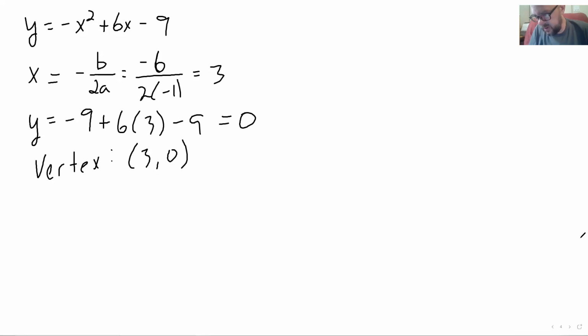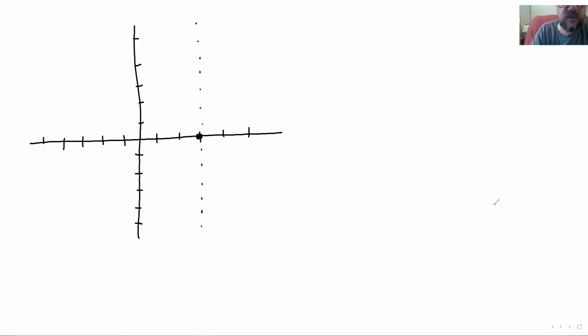Let's go get the graph started. I know it opens down, and I know my vertex is on the x-axis, at 3, 0. So 3, 0 is right here. I know it opens downward. My line of symmetry goes right there. So I know it's going to open downward from here. So I pretty much want to know what it looks like already.